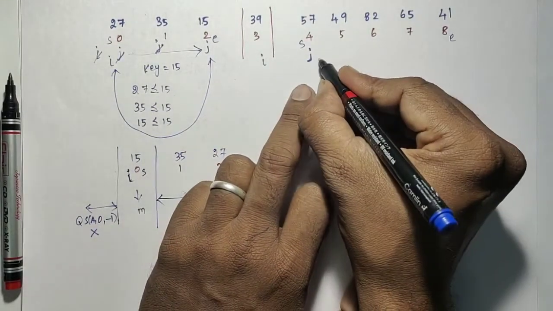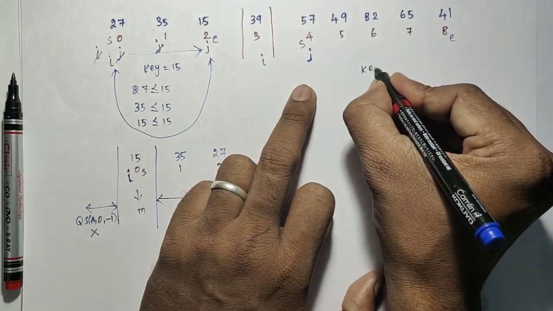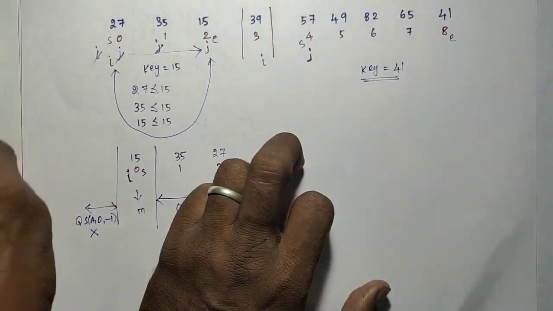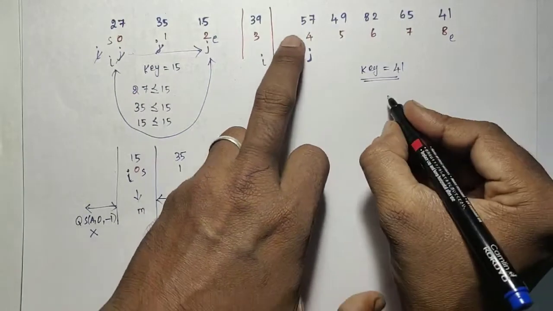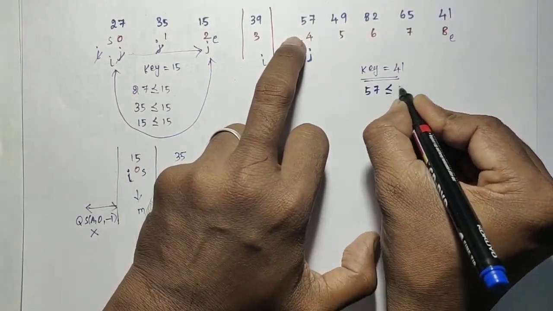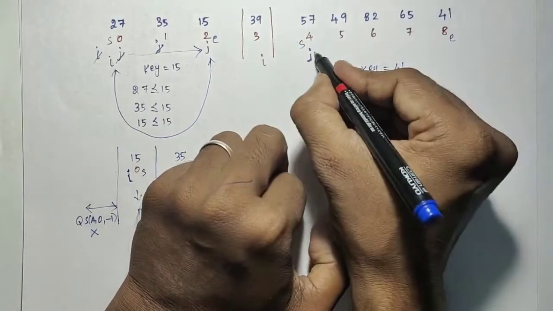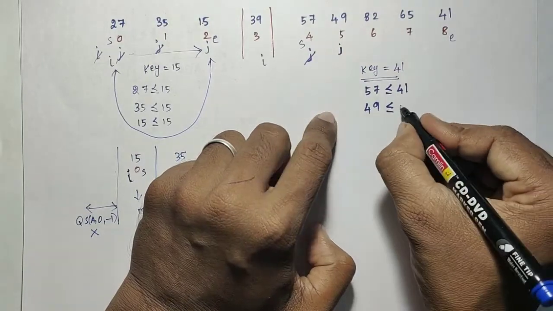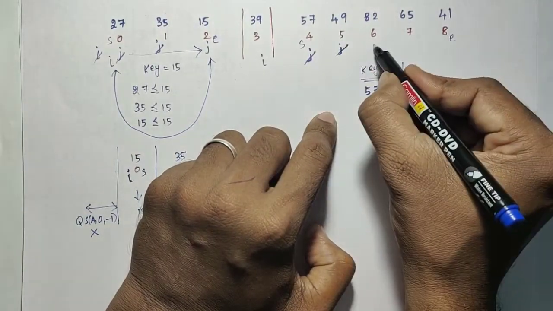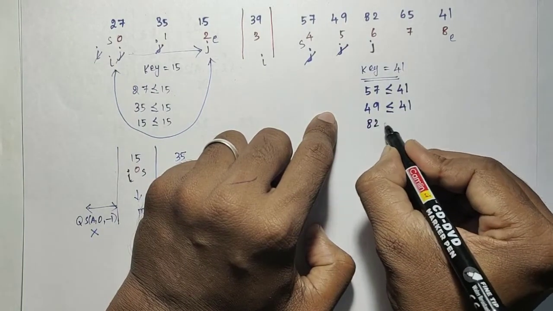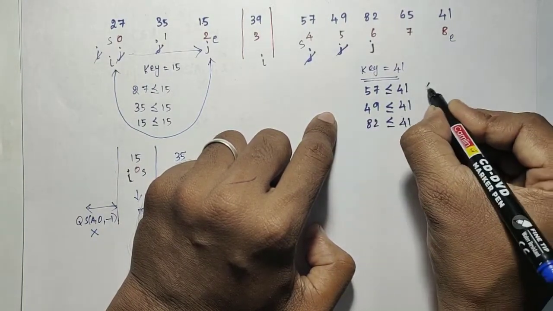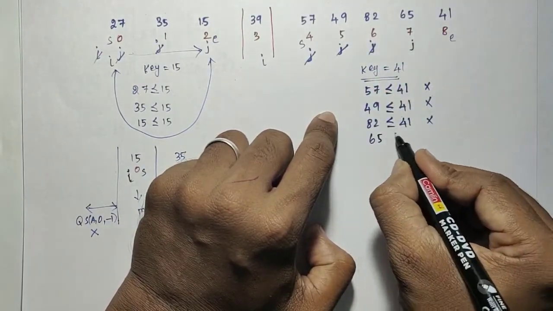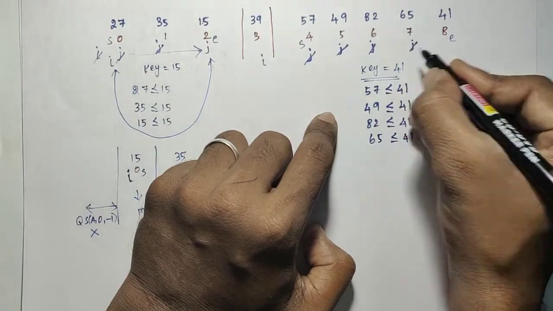And what will happen is J is going to be moved from here and the key element will be chosen as key equal to 41. So this is chosen as key. Next the key element and jth element will be compared. 57 less than or equal to 41, condition false. So move the J. And 49 less than or equal to 41, condition is false. Move it. And 82 less than or equal to 41, condition false. Here also condition false. Move the J. And 65 is less than or equal to 41, condition false. Move that J.